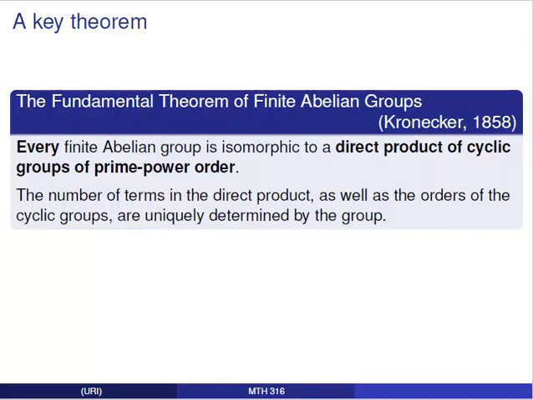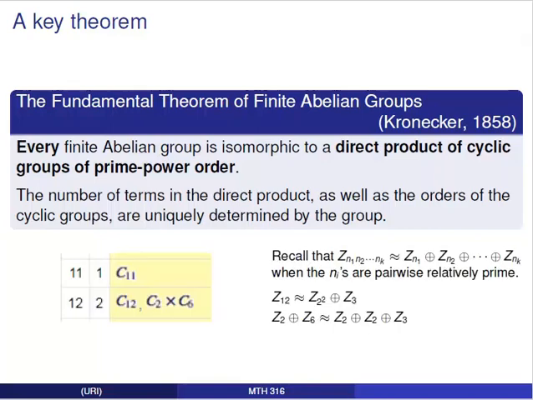Now, it's true that the number of terms in the direct product, as well as the orders of the cyclic groups, are uniquely determined by the group. Now, what is this saying? Well, in the table from MathWorld, we saw that for groups of order 11, there was only one such group. It was the cyclic group of order 11. For groups of order 12, at least on the abelian side, there were two possibilities. Each is a cyclic or the direct product of cyclic groups.